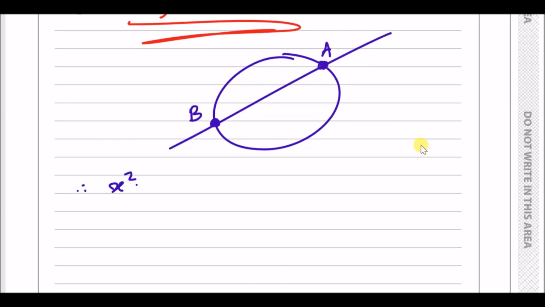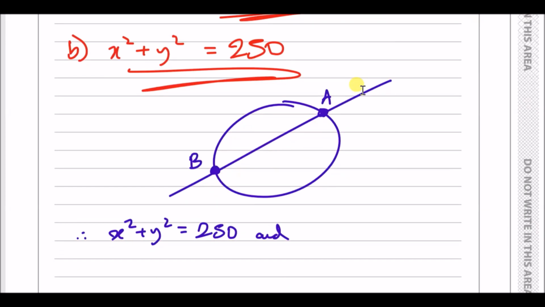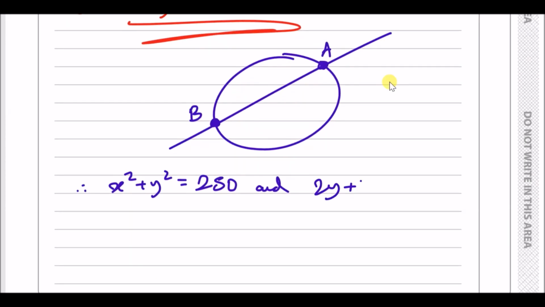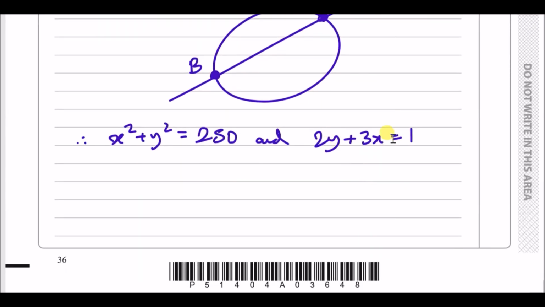It was x squared plus y squared equals 250. And the equation of a line, which we just obtained, was 2y plus 3x equals 1. Okay, so now all you want to do is literally put this into the circle equation. So what I would do is make y the subject. To make y the subject, I could minus 3x across and divide by 2. This gives us y equals 1 over 2 minus 3x over 2. Nice and easy. And now I'm going to substitute this into the first equation.